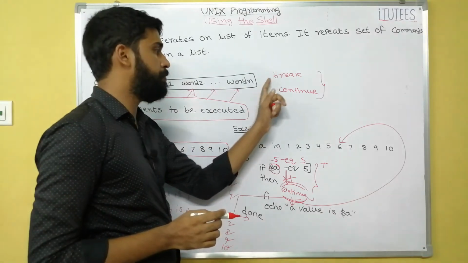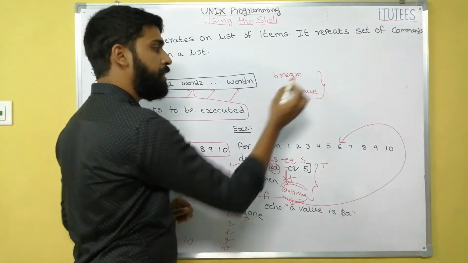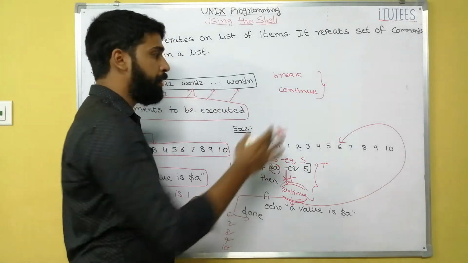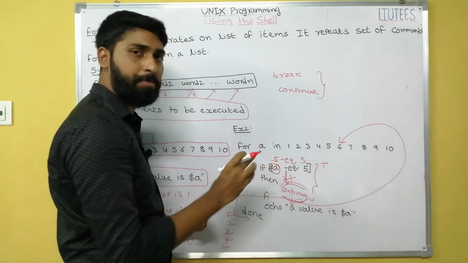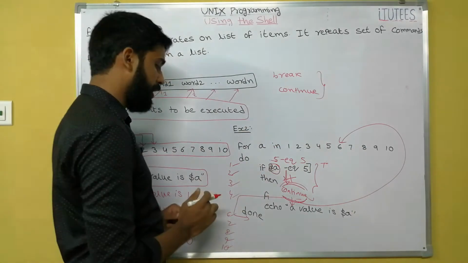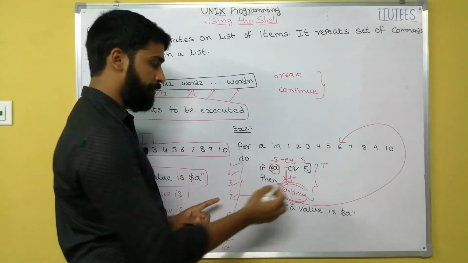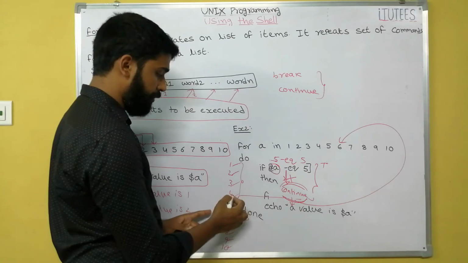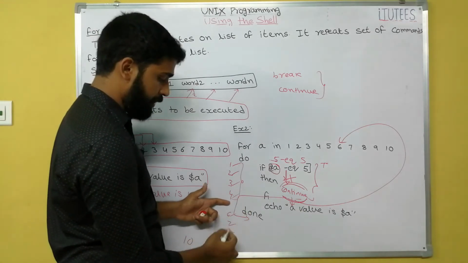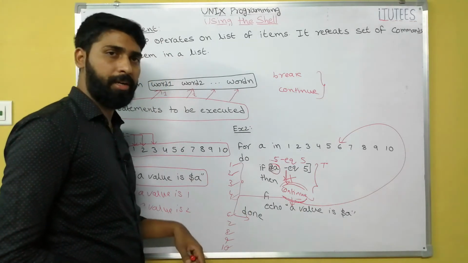What is the difference we observe in this break and continue? Break means it breaks the loop. Continue means it skips the instruction. Okay, so for break, if you are using the break, we get only 1 2 3 4. If you are using the continue, we get 1 2 3 4, and 5 is skipped, and 6 7 8 9 10 will be printed.